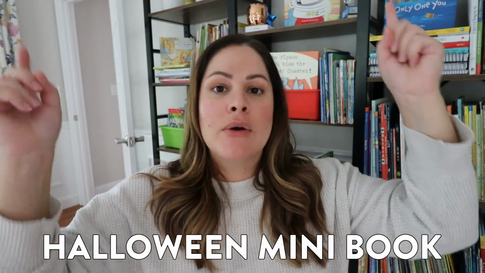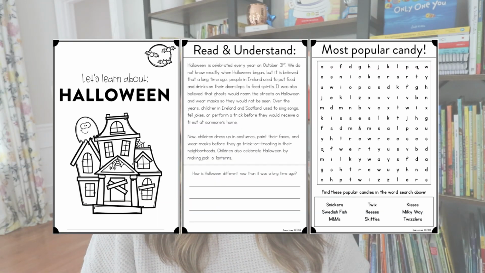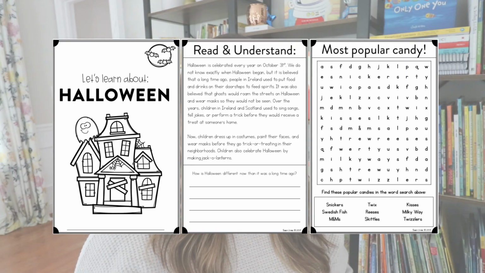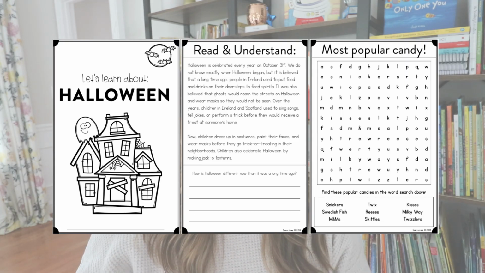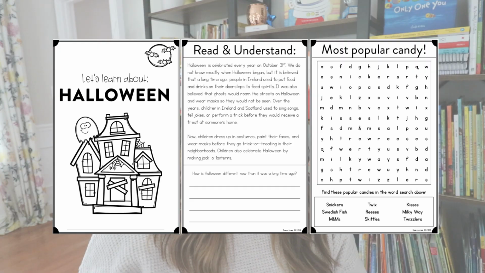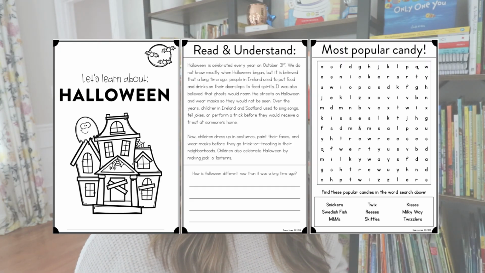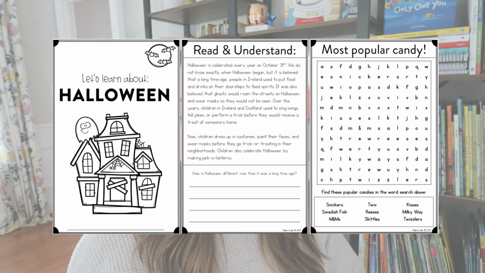And last but not least, Halloween activity number 10 is another freebie for you. This one is very Halloween based because it is a free Halloween mini book. Now, this is what it looks like right here. It has 8 different pages and it's geared towards 1st and 2nd grade. There is first a little passage with a brief history about Halloween and a comprehension check-in. There is a candy word search for students.